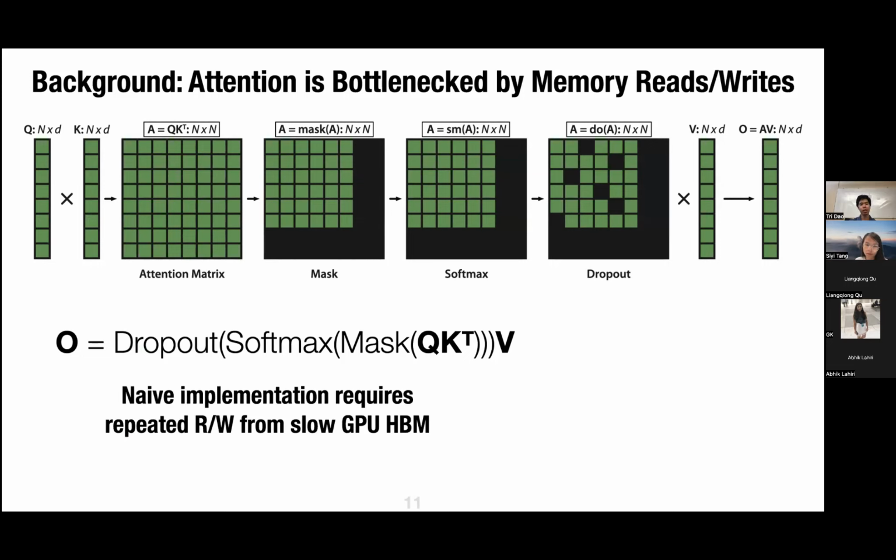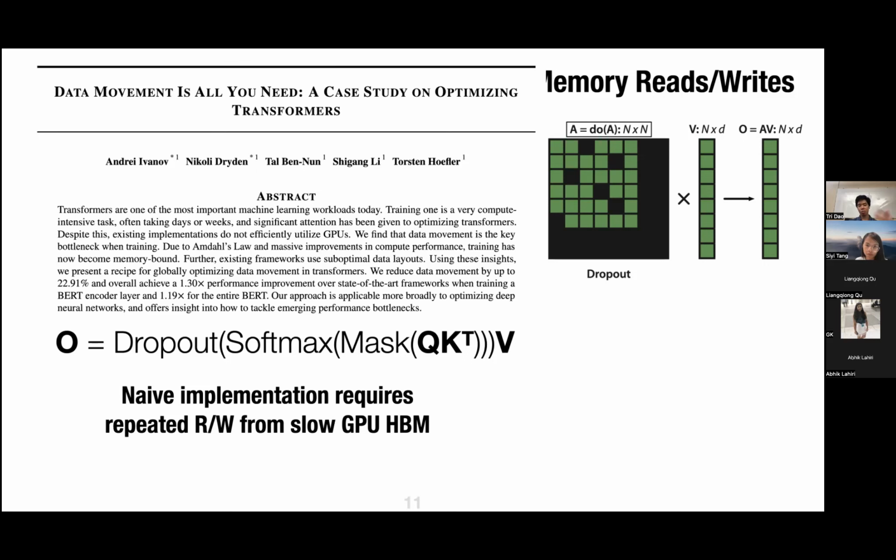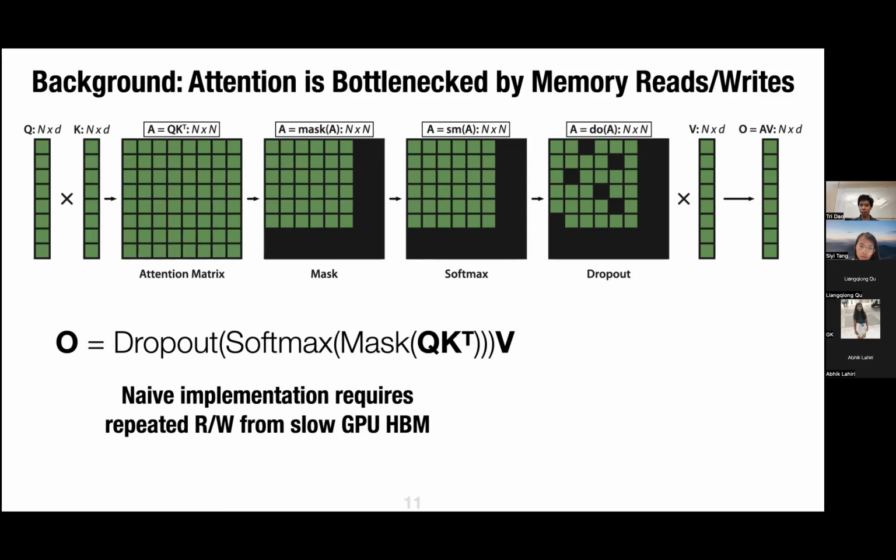And so naively, it requires a lot of reads and writes from slow GPU memory. HBM is just the technology, what you think of as GPU memory. There's a paper from MLSys last year that we really like, called Data Movement is All You Need, where they study transformers, and they found that the bottleneck is data movement, which is just reading and writing data. It's actually not computation, and that's quite wasteful. So we're very much inspired by that paper.